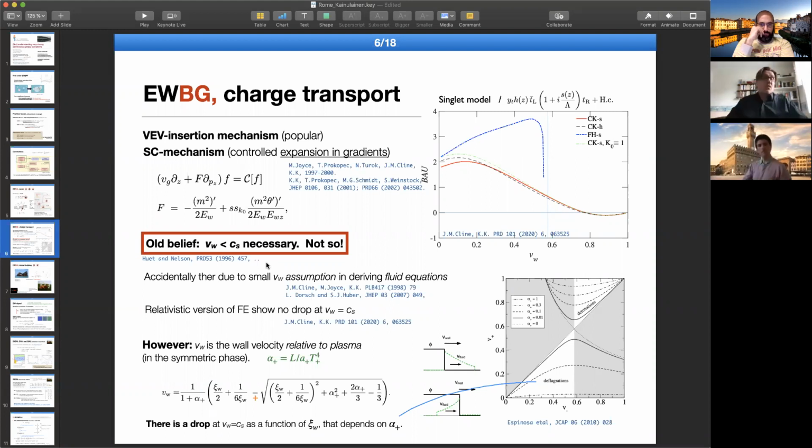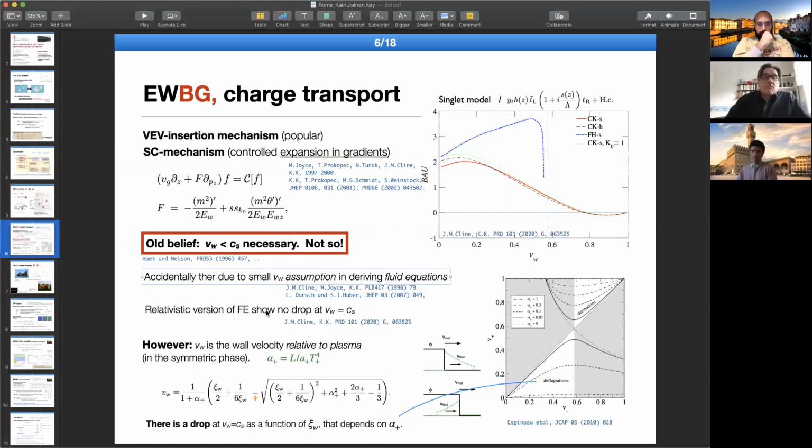The diffusive processes are in no way related to the speed of sound, but interestingly, it's a funny coincidence that such a bound appeared to be there in the semi-classical mechanism, due to a small wall velocity assumption made in deriving the fluid equations by ourselves with Jim and Michael Joyce and myself at the end of the 90s, and then later by Stefan Huber and Dorsch in 2007. So this is just a kind of coincidence, in my opinion.